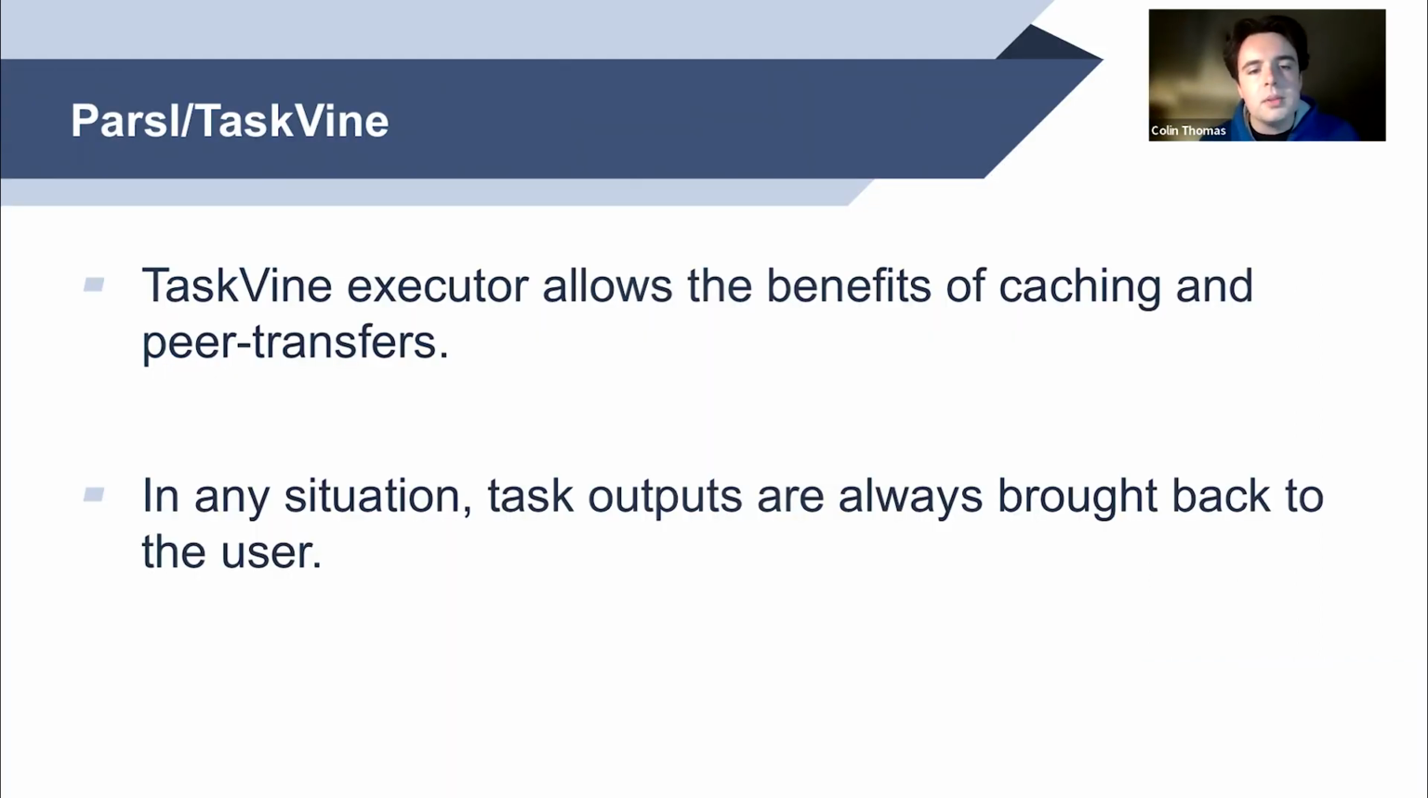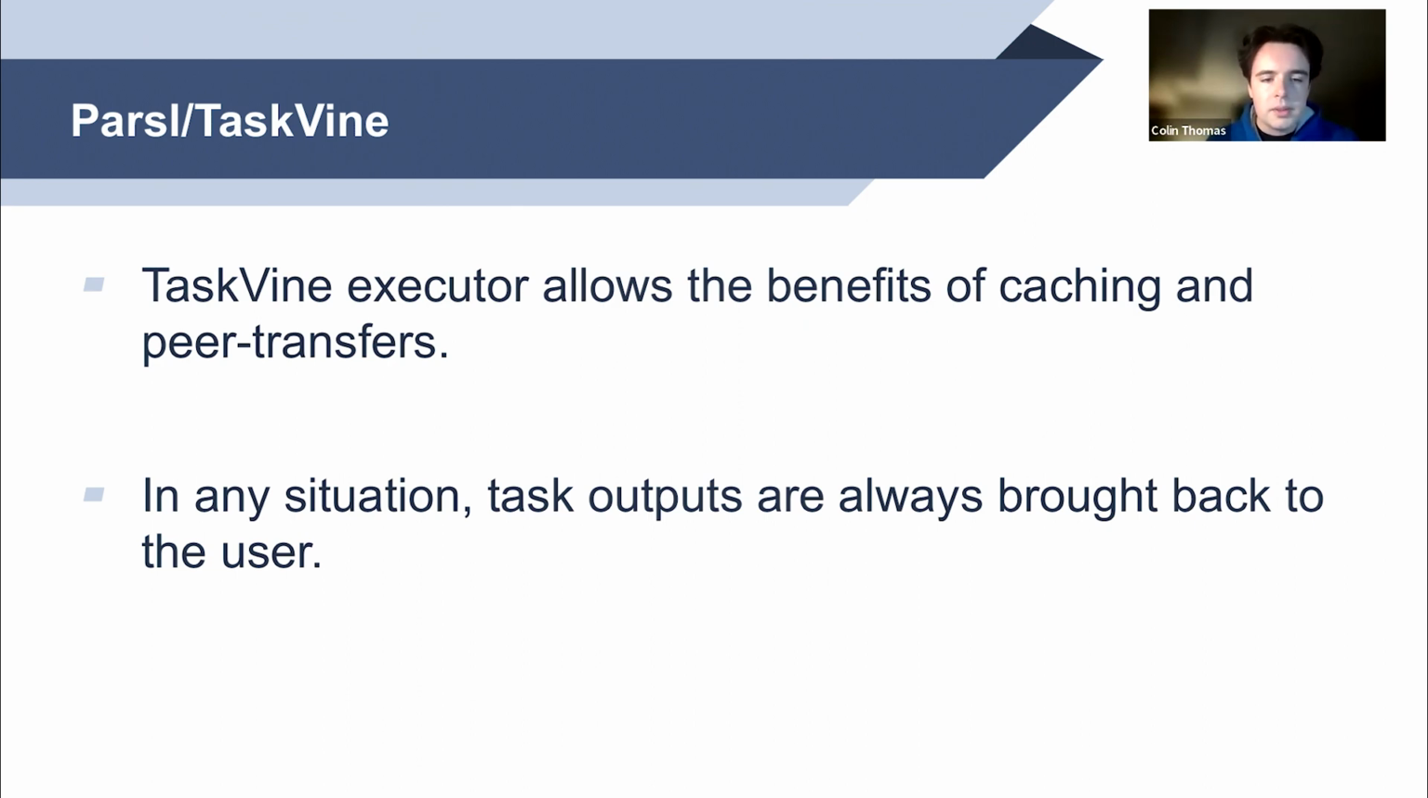For those of you who are not familiar, the TaskVine executor is one of the executors available for Parsl. It's based off of the TaskVine workflow system, where the focus is on data management and using the local storage of nodes in the cluster. The ways in which the local storage is used is through caching of data and through peer transfers, or asynchronous transfers, between workers that can occur all within the cluster.